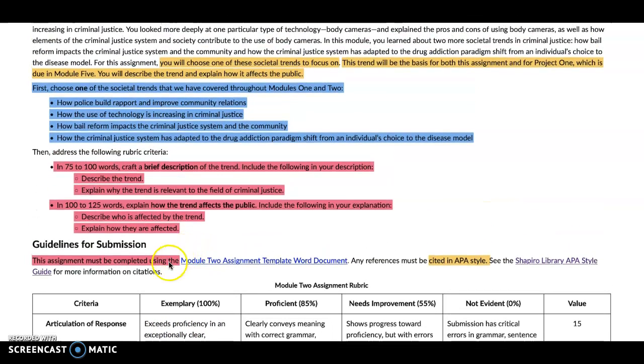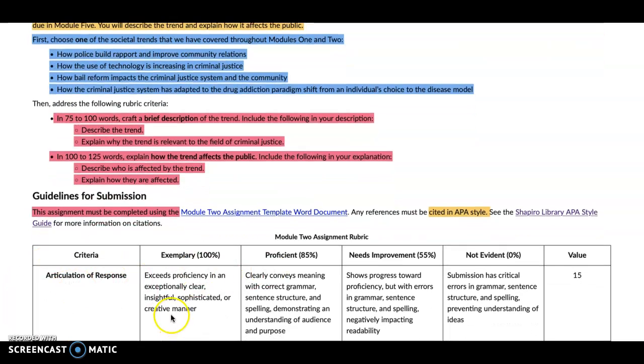Now, also key to this assignment is that it must be completed using the Module 2 assignment template Word document. Make sure you use that template as you complete this assignment. If you don't, you'll receive fewer points in the articulation response area. And any references must be cited in APA style. Here's a resource for you, the Shapiro Library APA style guide, for information on how to do proper citations.